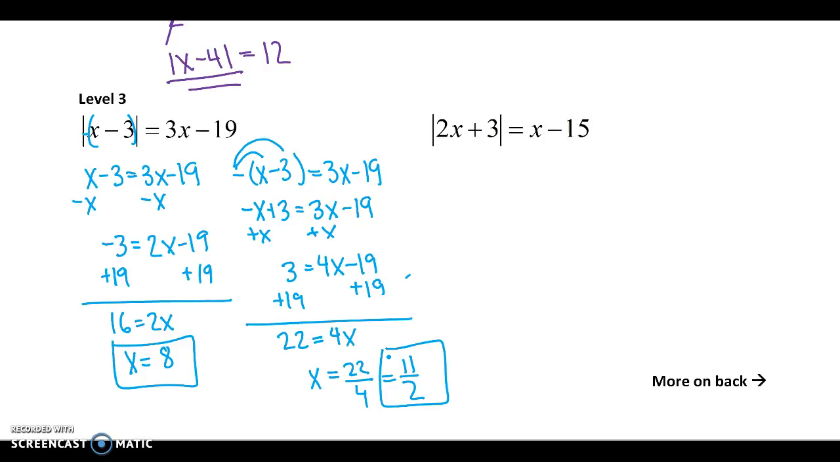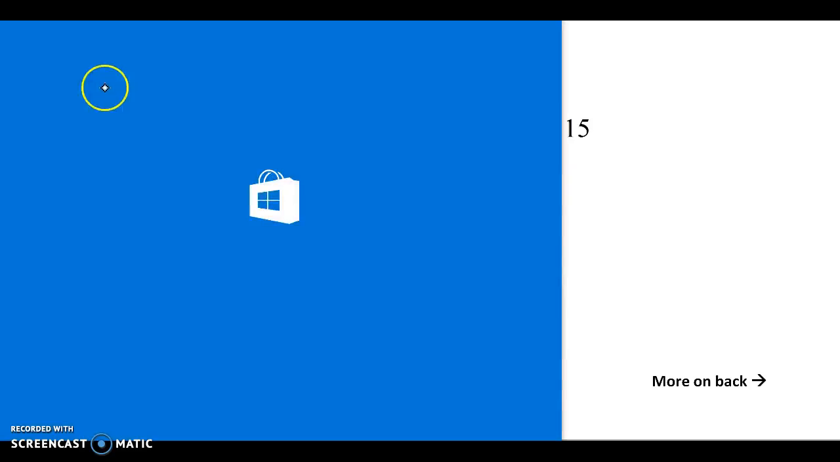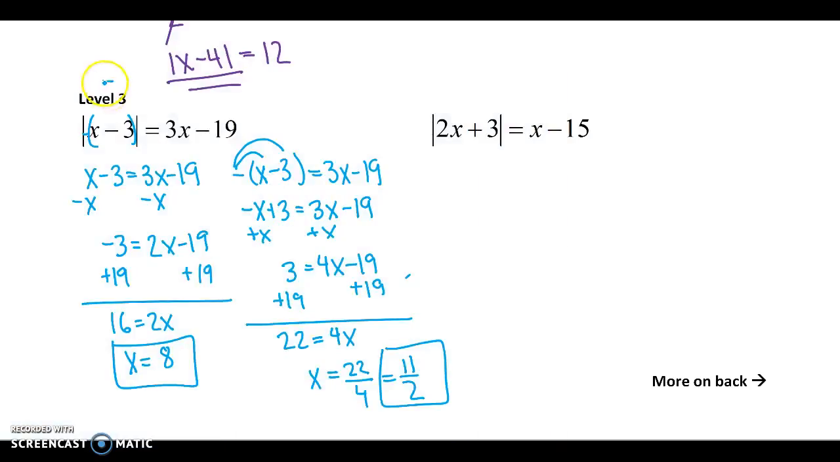We want to check for extraneous solutions. So 8 is probably the easier one. 8 minus 3 is 5. So the absolute value of 5 is 5. And then I have 3 times 8 is 24, minus 19. Is that true? Yes, it is. So x equals 8 will work. Let's do the other one for some practice here. So I have 11 halves minus 3 equals 3 times 11 halves minus 19. Okay, I'm going to pause the video and do this computation for the sake of time. You guys do the computation on your own and confirm whether or not the solution works.